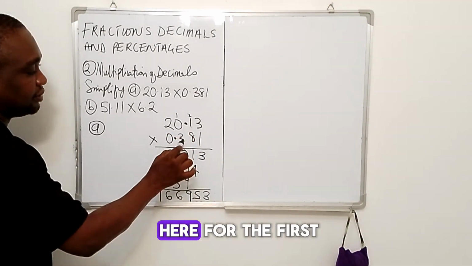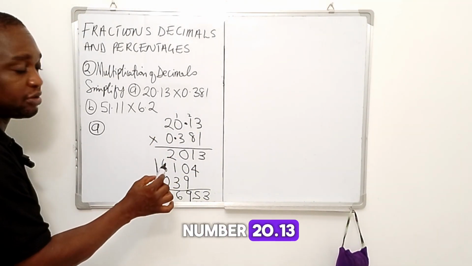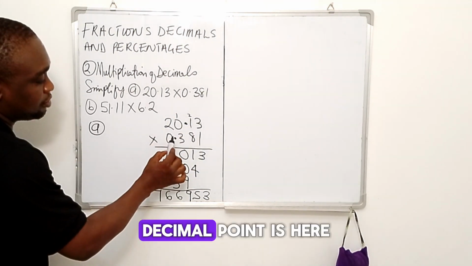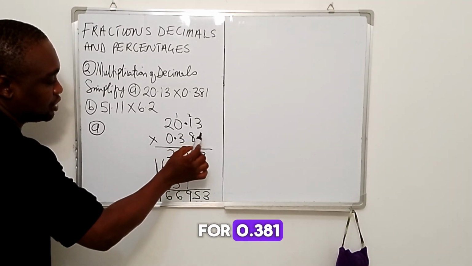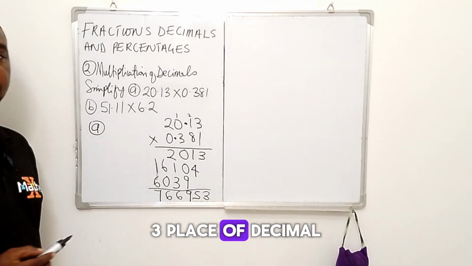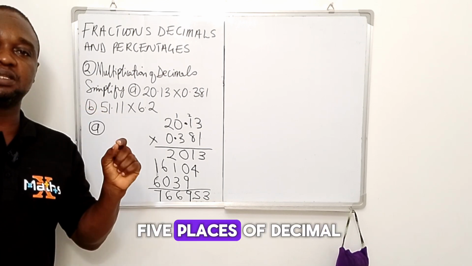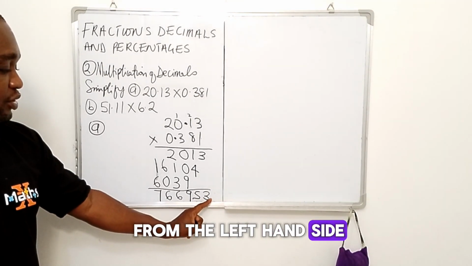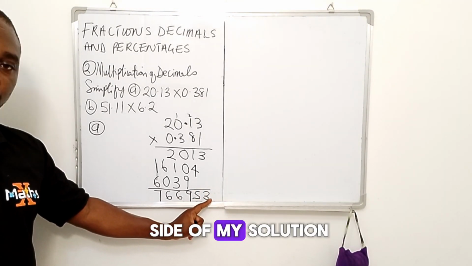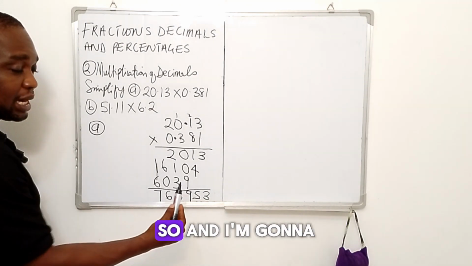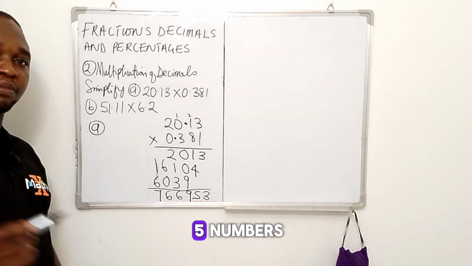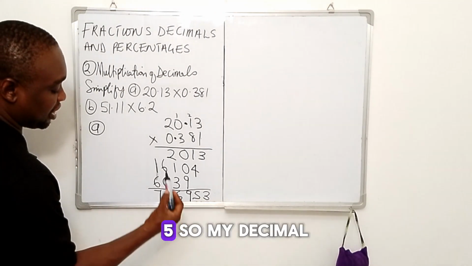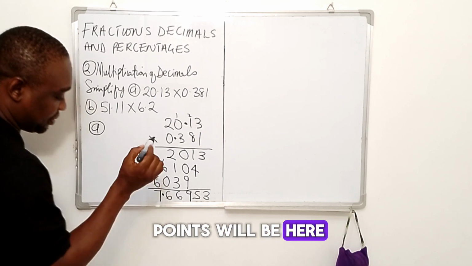The decimal point is here for the first number, 20.13. So I have 1, 2. I have 2 places of decimal. The decimal point is here for 0.381. So I have 1, 2, 3 places of decimal. So altogether, I have 5 places of decimal. And I'm going to start from the right-hand side of my solution and count towards my left. I'm going to count 5 numbers. After 5 numbers, I will place my decimal point. So that will be 1, 2, 3, 4, 5. So my decimal point will be here.